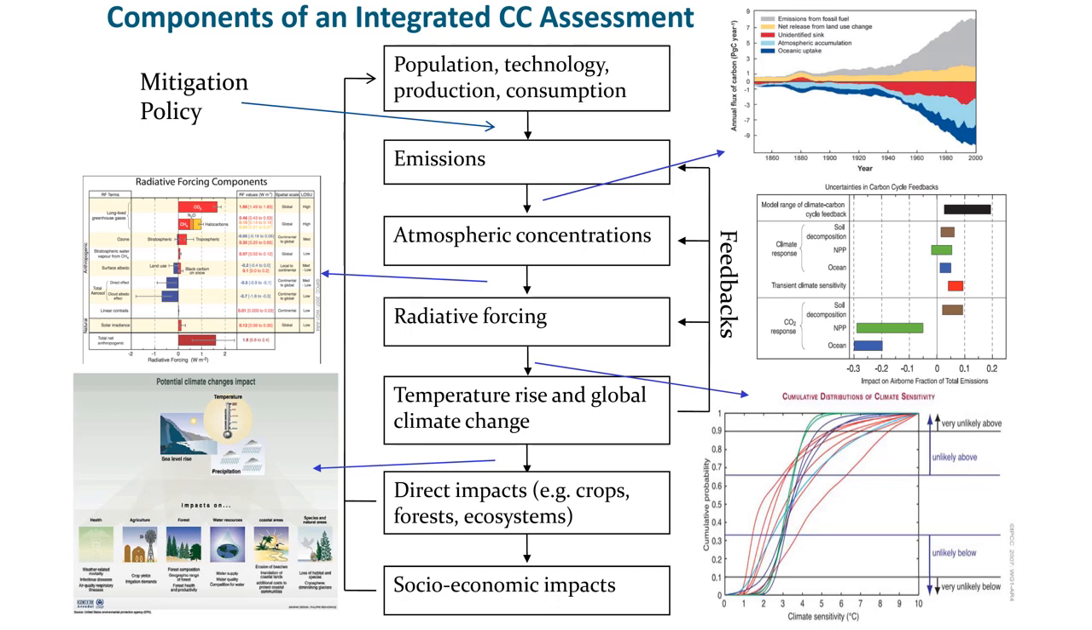So that's the welfare function. That's the arrow that takes us from socioeconomic impacts all the way back to production. We're going to maximize that welfare function over certain parameters to figure out what the emissions path is going to be, what the temperature path is going to be, etc.